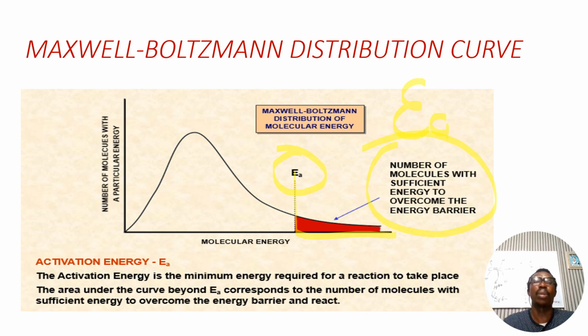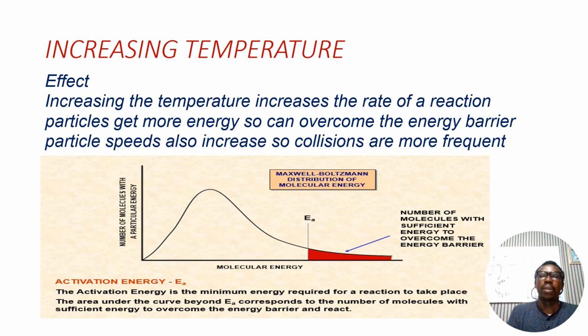So this is the Maxwell distribution curve, and we are going to look at the effect of temperature on the rate of reaction using it. I'm also going to look at the effect of a catalyst on the rate of chemical reaction, based on the Maxwell-Boltzmann distribution. So I want to look at the effect of temperature on the rate of chemical reaction, starting with increasing temperature. From our previous lecture, for any chemical reaction to take place, there must be collision between the reactant particles.